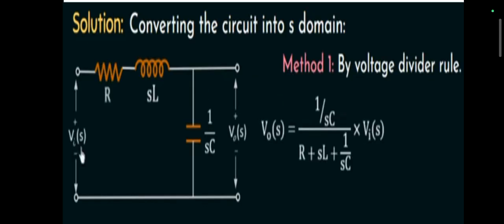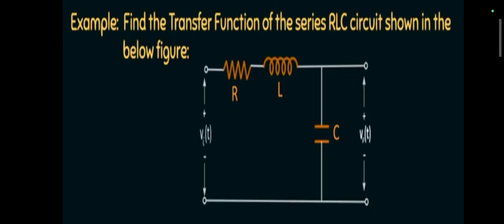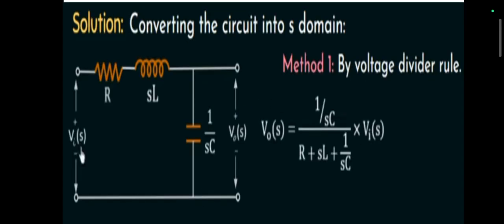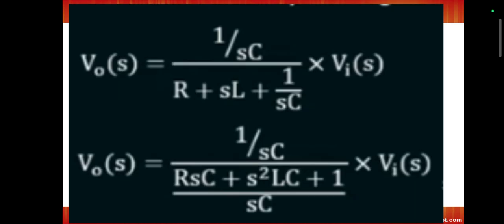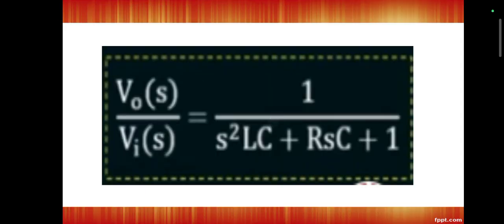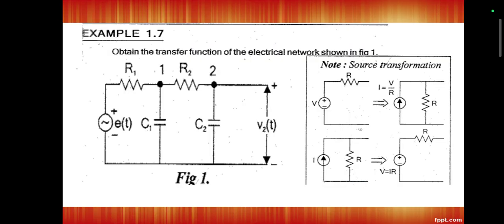Here is one solved example. In this example, we have one circuit diagram with RLC, and we write the output-input relationships with the transfer function by the voltage divider rule, replacing the capacitor by 1 by SC. The V naught of s output function and input relationship can be written like this. Taking output divided by input is like this. So this is the one function.